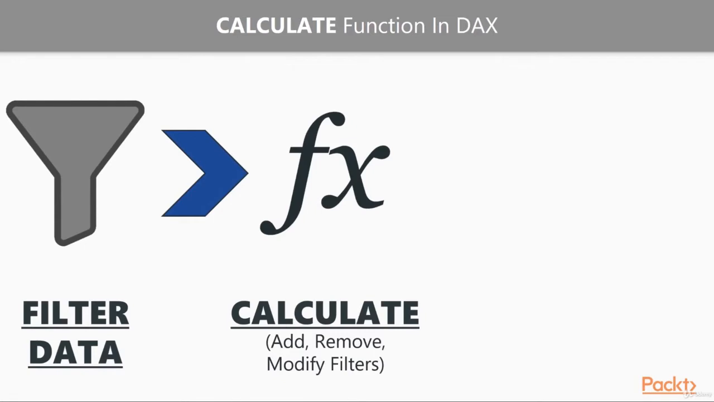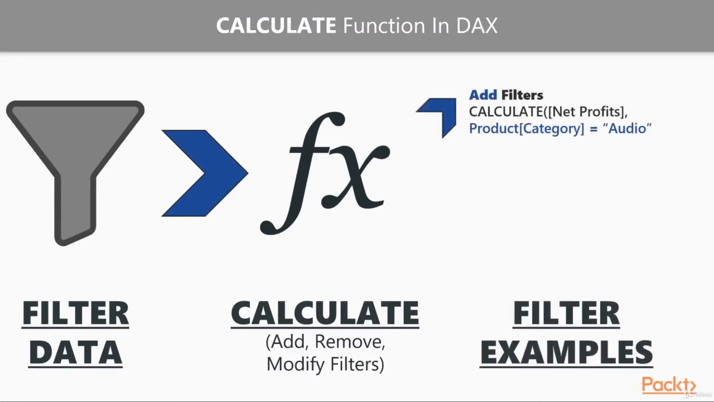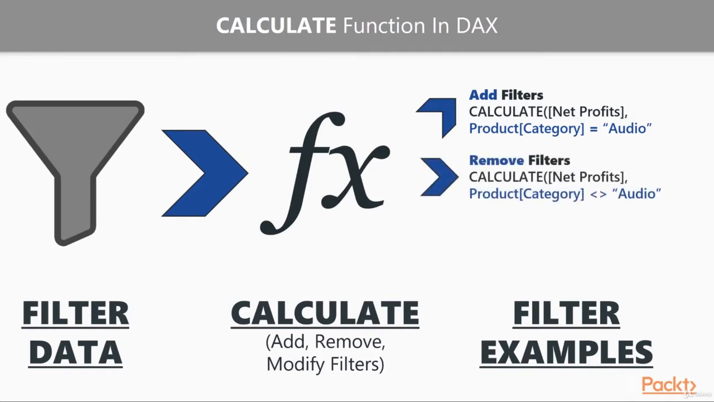To see that in practice, let's take a look at three measure examples. Here we can see where our net profits are being calculated, but where there is a filter added for product category equals audio. This means that it will only calculate the net profits for just that specified category. We can also remove filters, in this case calculating net profits for everything but the audio category.